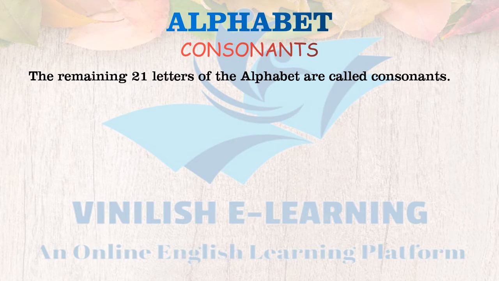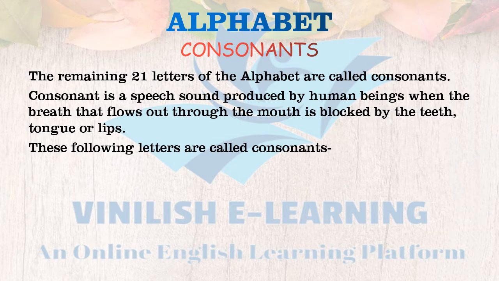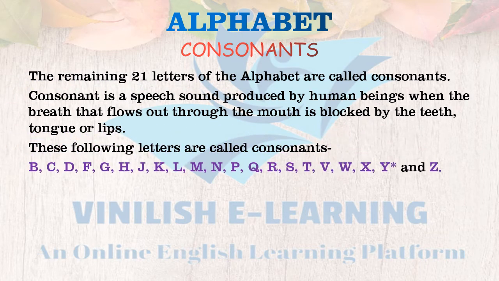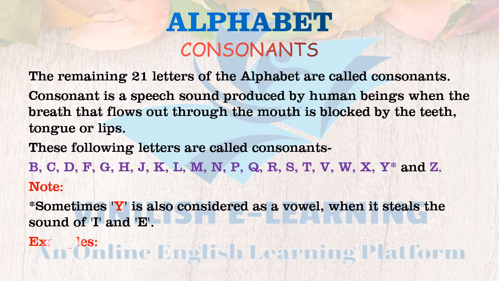Consonants. The remaining 21 letters of the alphabet are called consonants. Consonant is a speech sound produced by human beings when the breath that flows out through the mouth is blocked by the teeth, tongue or lips. These following letters are called consonants. Note: sometimes Y is also considered a vowel when it takes the sound of I and E. Examples: fly, cry, happy, sorry.